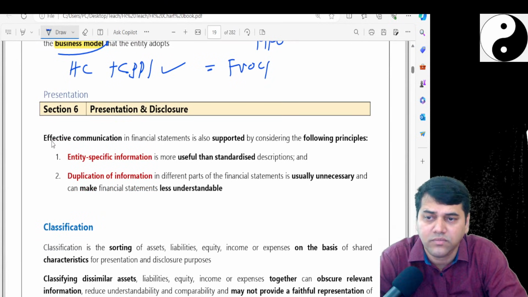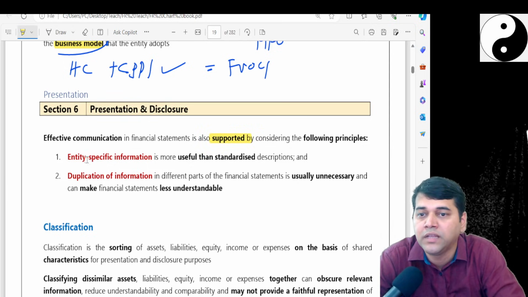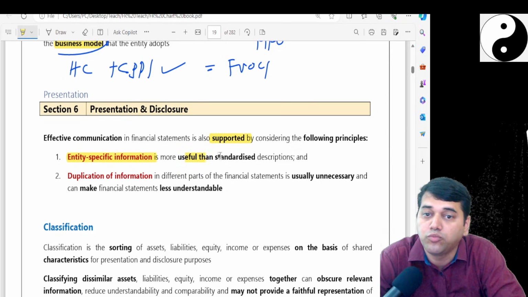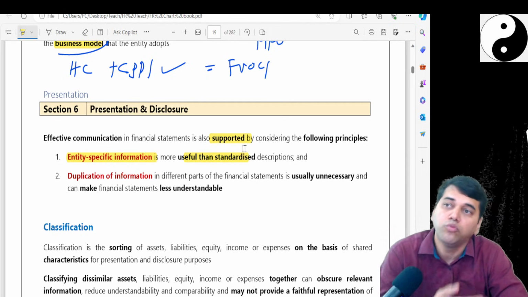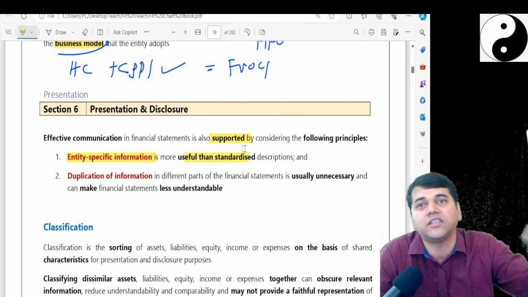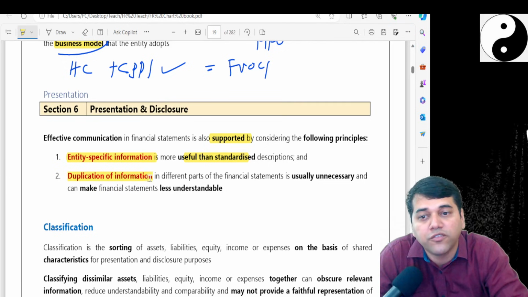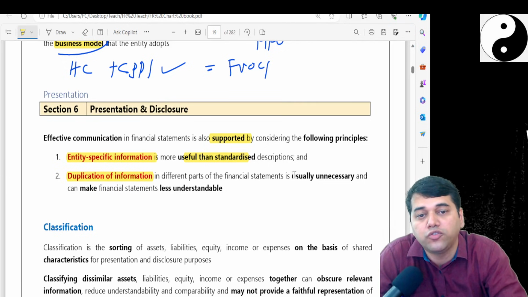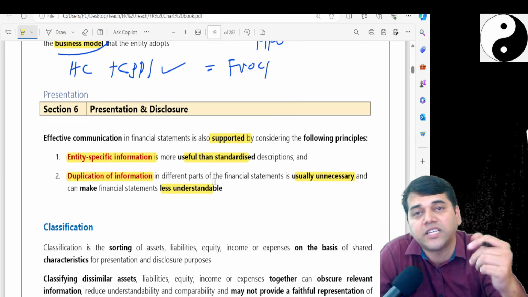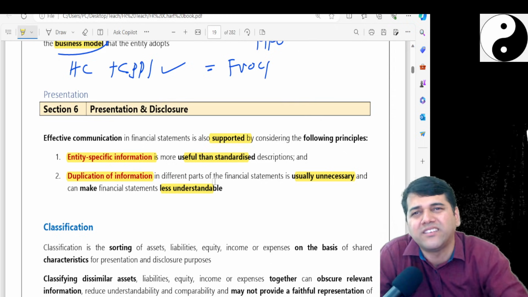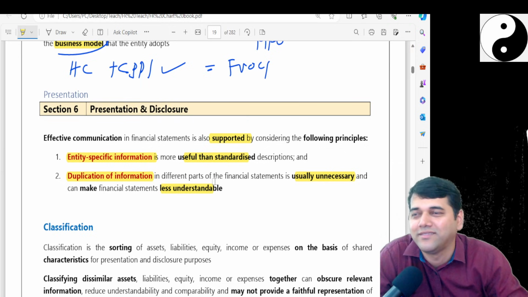Now, effective communication in the financial statement is also supported by the following principle: entity-specific information is more useful than standardized description. When you do the presentation and disclosures, you give more entity-specific information rather than generic industry descriptions. You tell what you are. Duplication of information in different parts of the statement is usually unnecessary and makes the financial statement less understandable. Don't duplicate it, simply copy-pasting so much information. Followed, no?